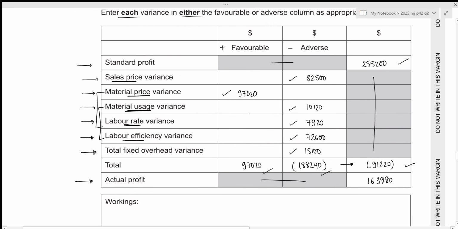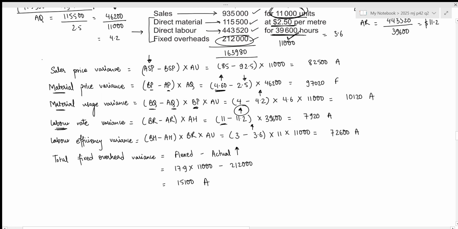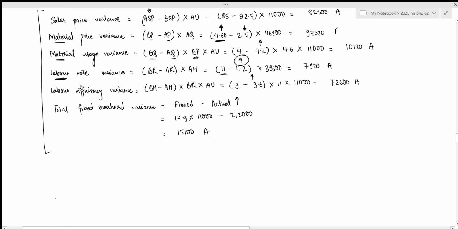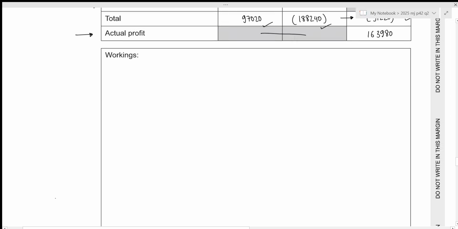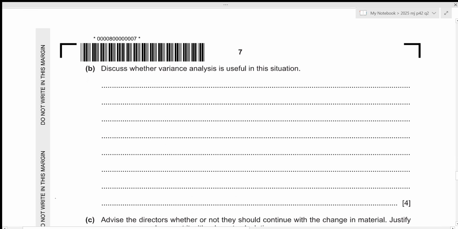Since we got the same value for the actual profit, it means that all of the calculation for our variances are correct. Now again, make sure that you show all of these calculations within the working section. I just did it here because it would be hectic for me to scroll back and forth. Okay, that's all for the first part. Let's move towards the next one.